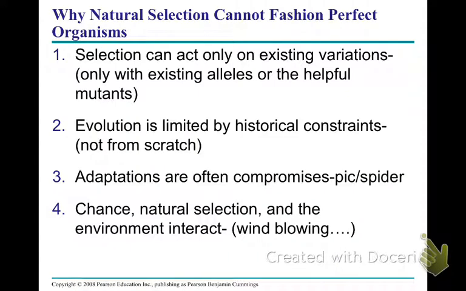Okay. Finally, a discussion about why natural selection cannot give you something that is 100% perfect. Not 100% perfect. You cannot have that. The reason for this is selection can act only on existing variations or with helpful mutants. Meaning, with what I have to build.